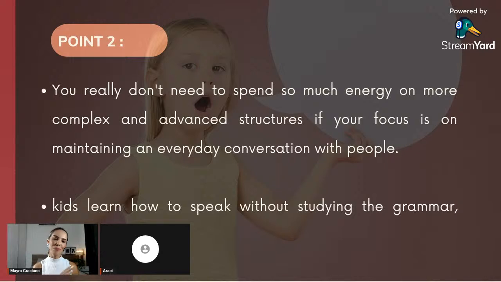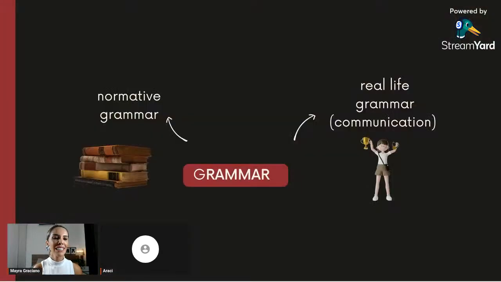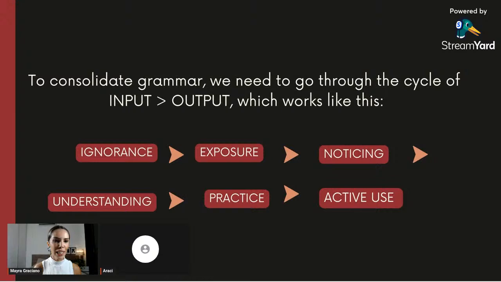So I like to follow this logic, okay? Let's go on here. When you talk about the grammar, we have normative grammar, the grammar that we find in the books, the grammar that the students say, oh, but this is boring. And then we have real life grammar, okay, for communication purposes. And this is the one that we should focus on. If your mindset is to travel, to communicate, like a general communication, let's focus on the real life grammar, okay, for a general and efficient communication, okay?